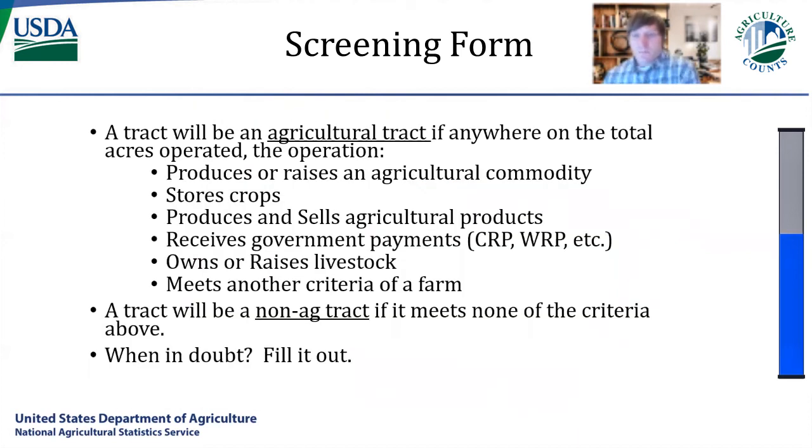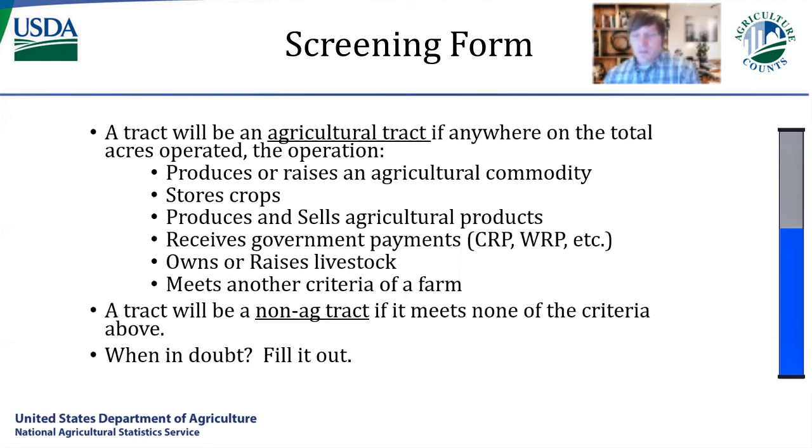Overall, a tract will be an agricultural tract if anywhere on the total acres operated, the operation produces or raises some type of agricultural commodity, stores crops, produces or sells agricultural products, receives government payments such as from the CRP or WRP programs, owns or raises livestock, or meets some other criteria for agricultural activity based on the screening questions.